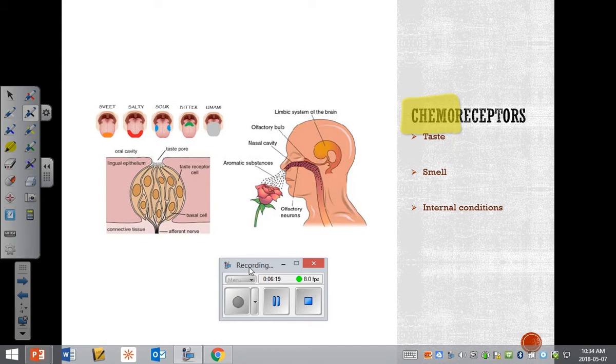No one will ask you this on a test, but on your tongue, different areas of your tongue are sensitive to different tastes.